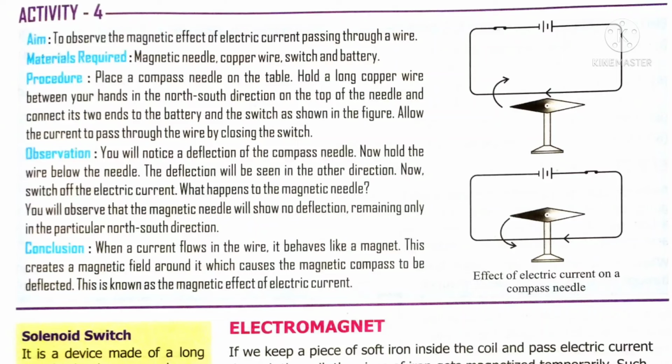We make an electric circuit with the help of a battery and a switch. Now the battery is on, the switch is on, and electricity is passing through this electric wire. Now we keep a compass needle over this wire. What will happen? It shows deflection. What made it show such a deflection? When the current flows through the wire, it behaves like a magnet. It creates a magnetic field around it, which causes the magnetic compass to show deflection, to show movement. This is called the magnetic effect of electric current.